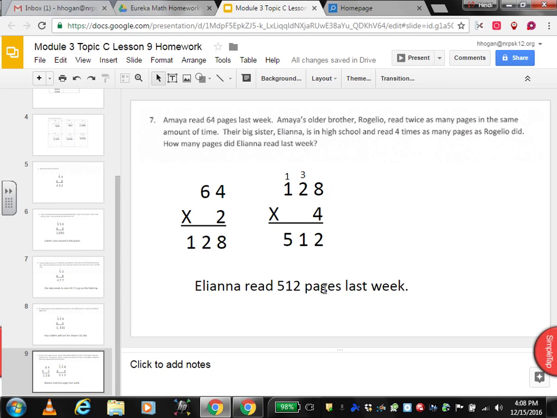So, not bad. And I think you're getting really good at this standard algorithm. Now, as we explained today, lesson 10 is really the same as lesson 9. It's just more practice with the standard algorithm, which is awesome, isn't it?